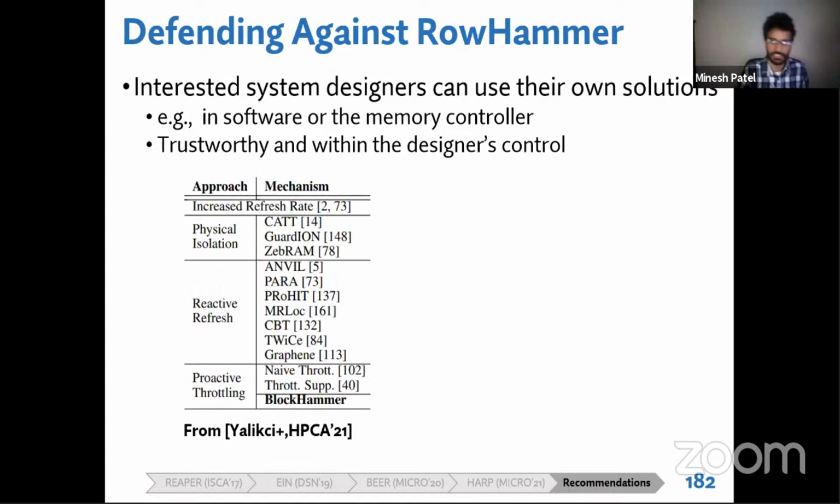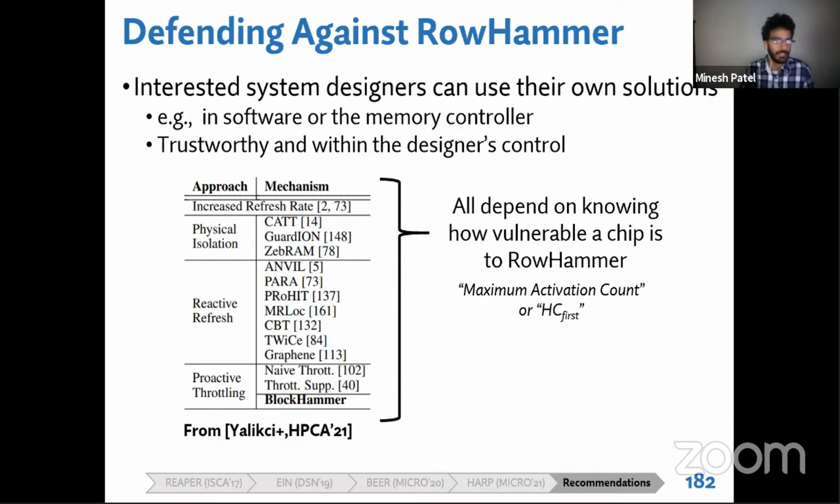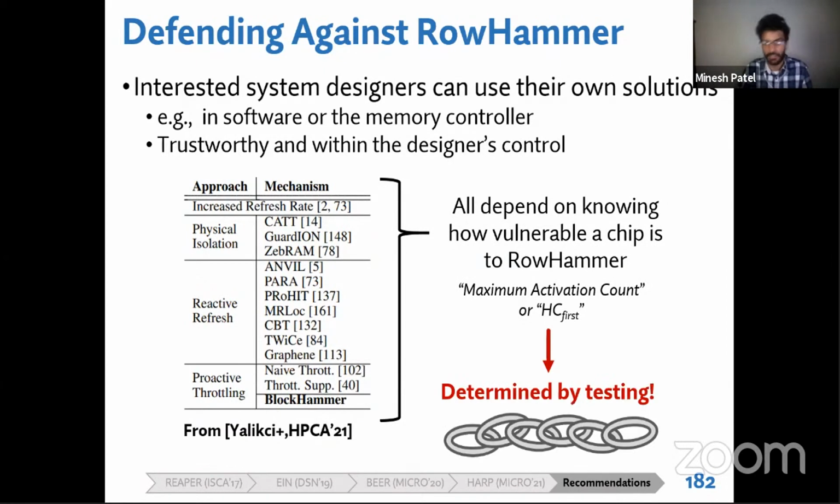So here's a categorization of defense mechanisms that has been proposed by prior work. Unfortunately, we observe that these works all collectively depend on knowing exactly how vulnerable a chip is to rowhammer. And this is usually quantified by parameters such as maximum activation count, or HC first, which stands for hammer count. And so as with identifying zero margin timings, these values are not provided by manufacturers and must be determined by testing, which circles right back to our chain of assumptions that we've been talking about.